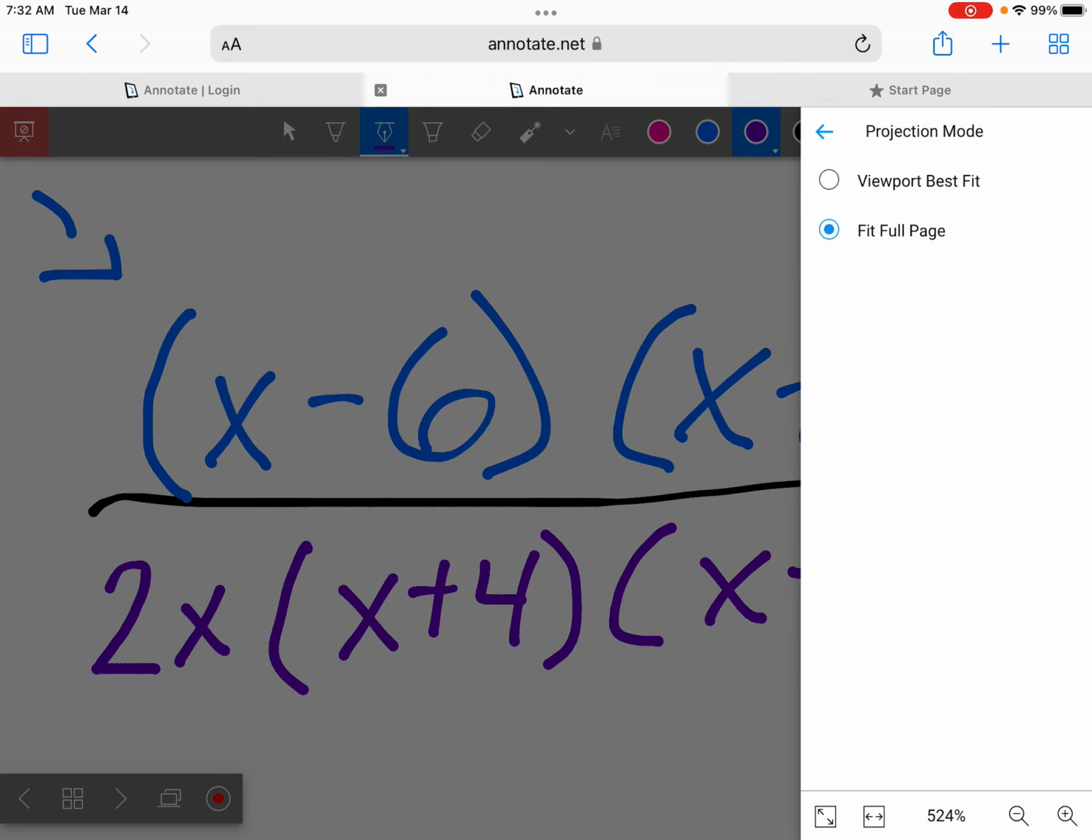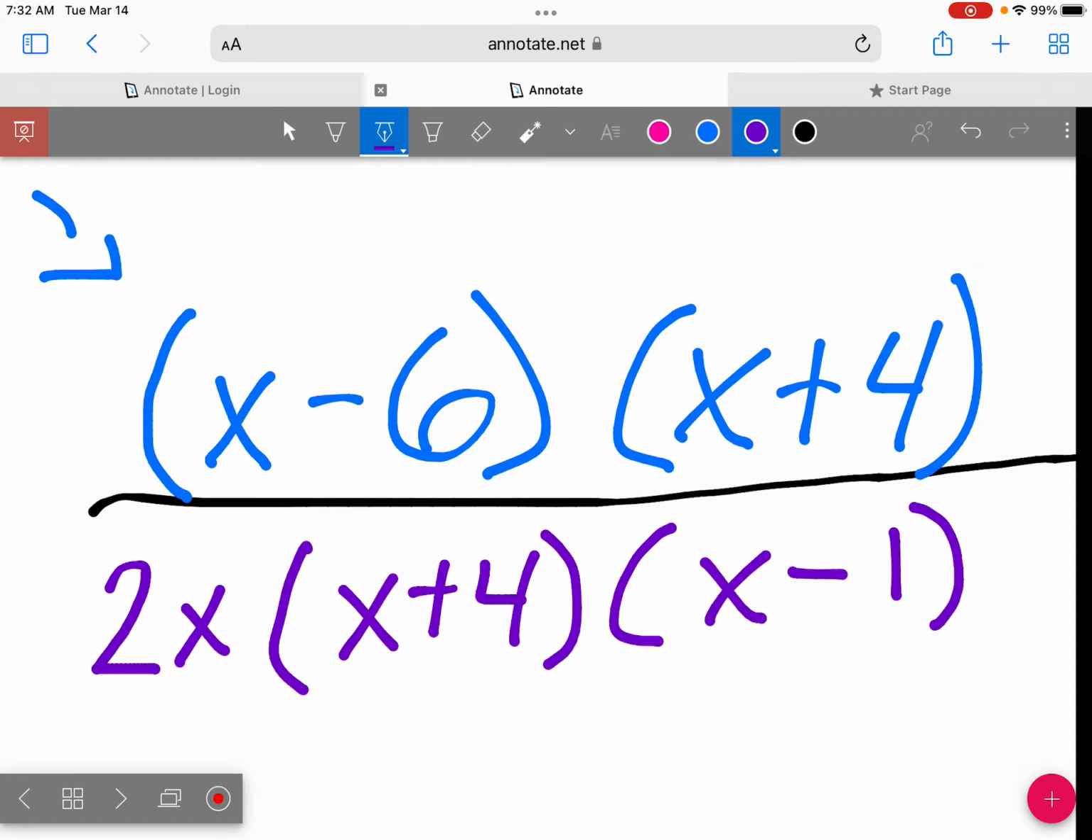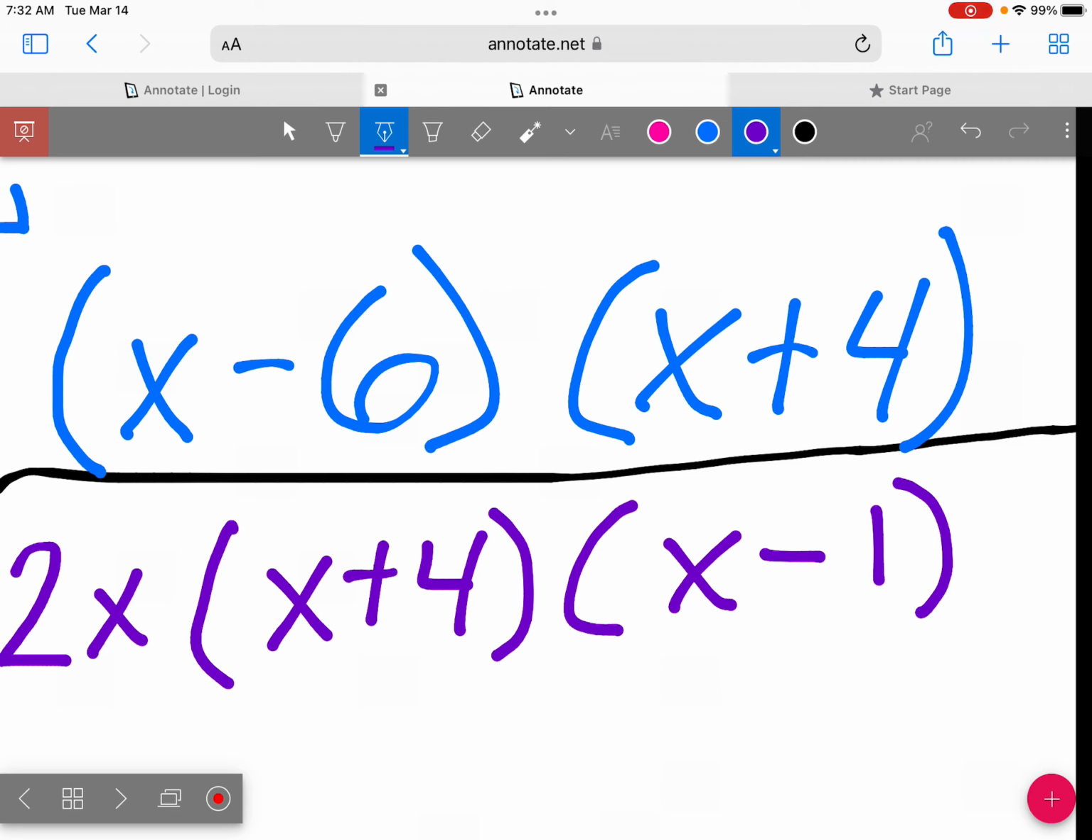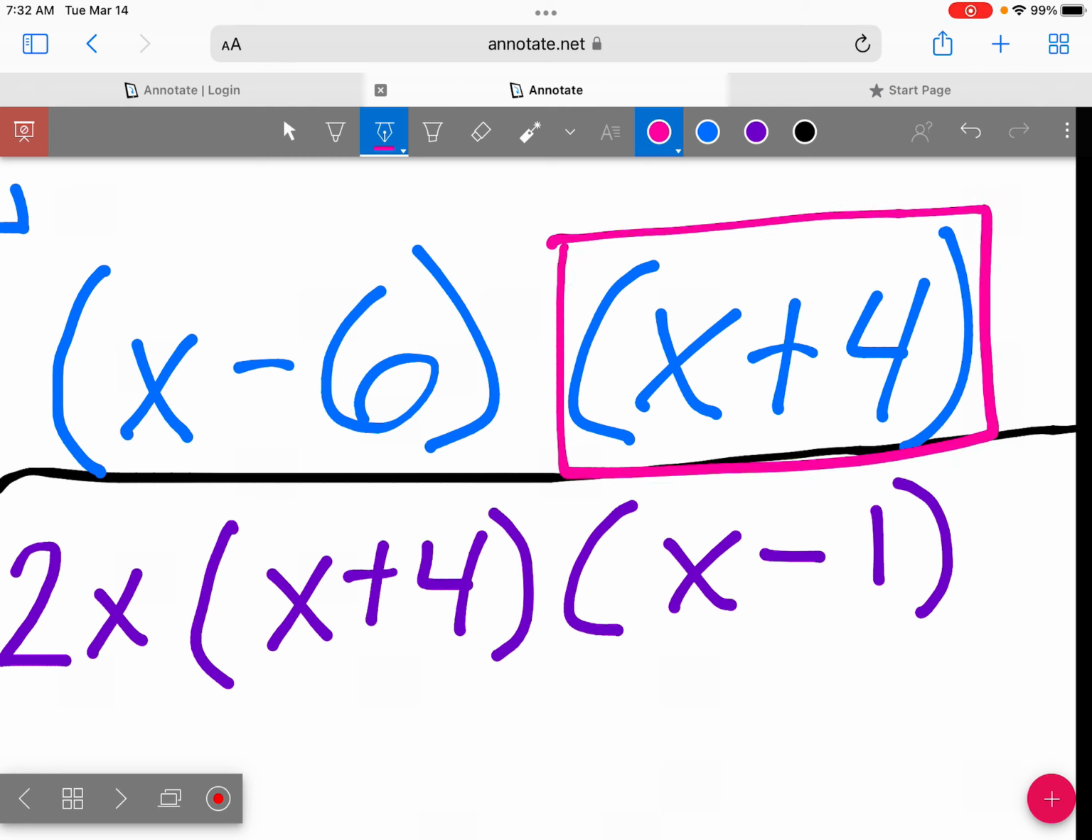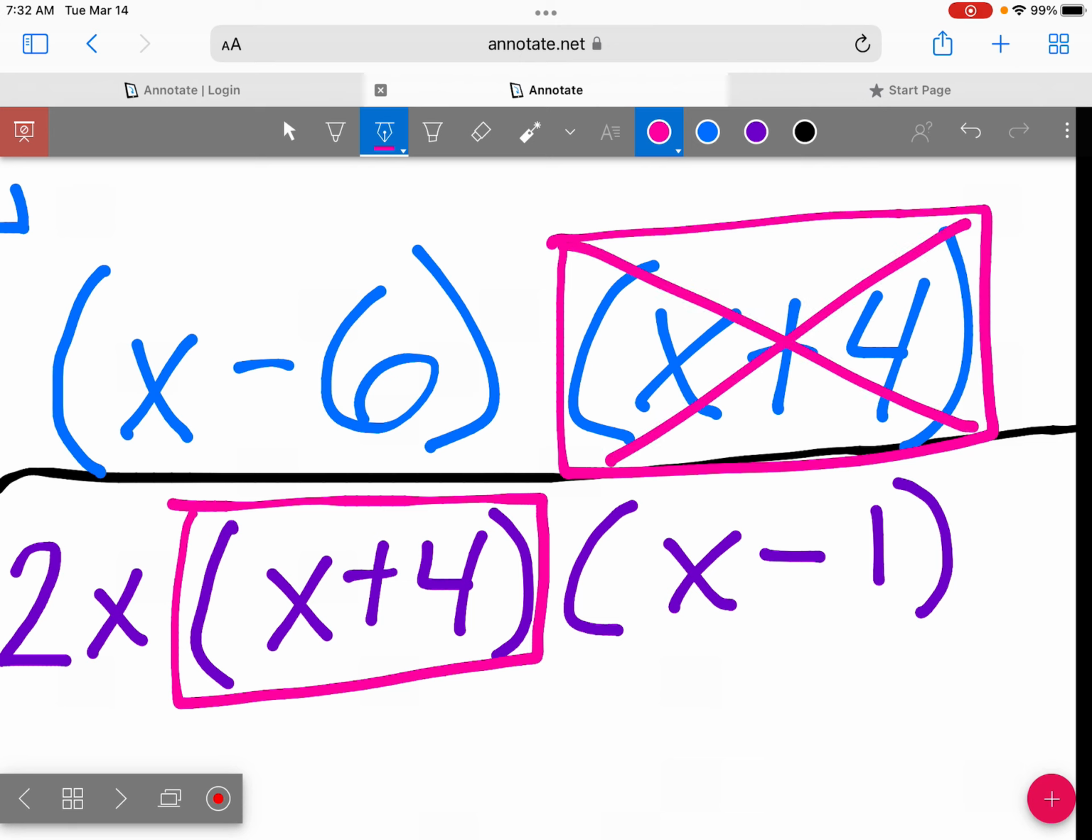I'm going to change the view for a second so you guys can actually see. Because now what we're doing is we're just going to look at this piece, our factored version. Do we have any pieces that are exactly the same top and bottom? x plus 4. I've got an x plus 4 here, and I have an x plus 4 here. If I have the exact same thing top and bottom, what can I do with it? Cancel it out.